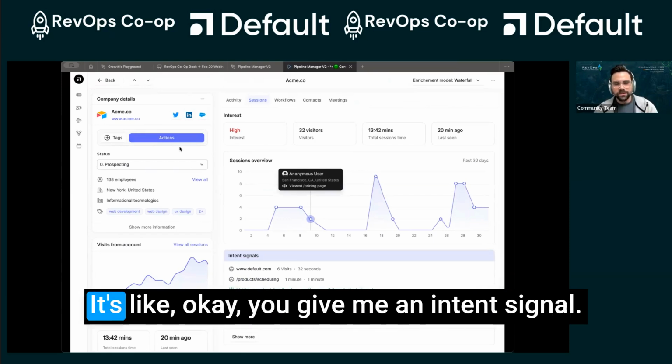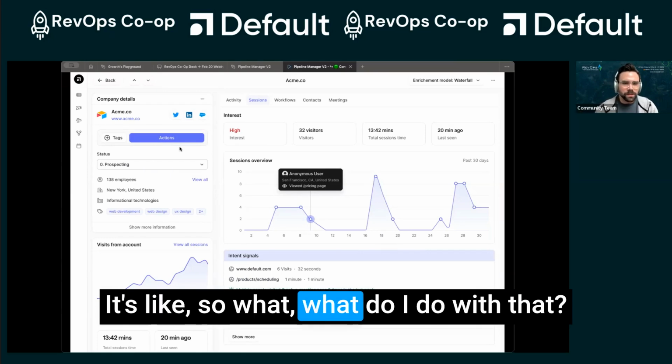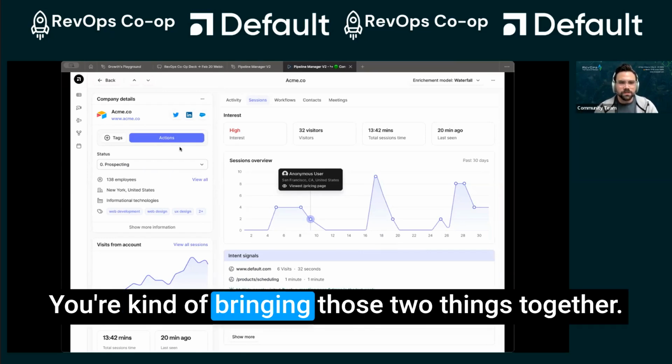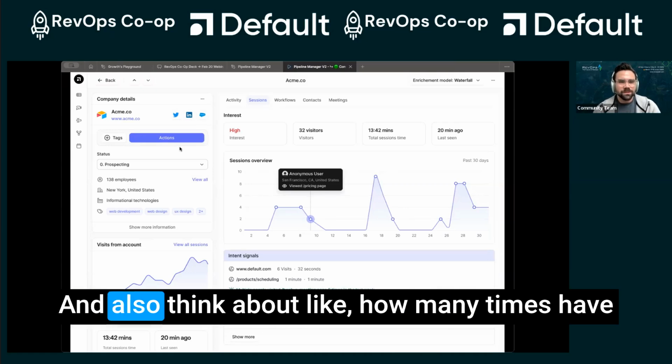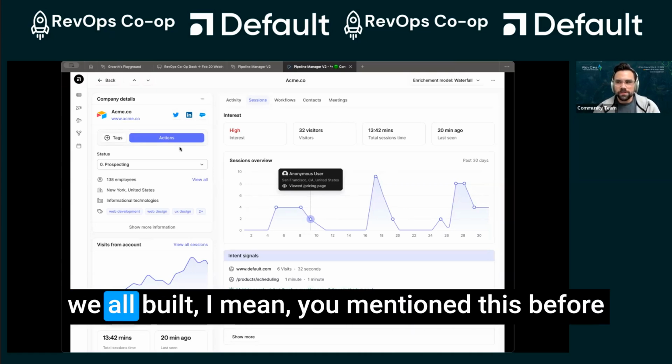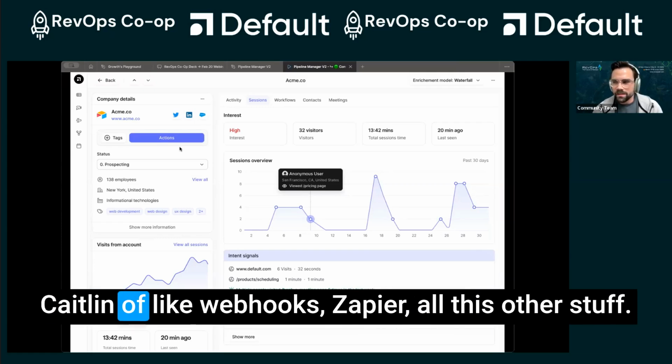And the thing I love about that is, everyone always asks the question, well, so what, right? It's like, okay, you give me an intent signal. So what do I do with that, right? You're bringing those two things together, the orchestration layer with the actual data piece. And also think about how many times we've all built, as you mentioned before, Caitlyn, webhooks, Zapier, all this other stuff.